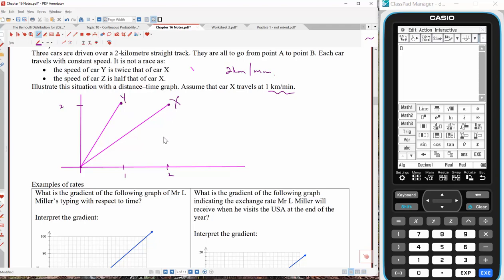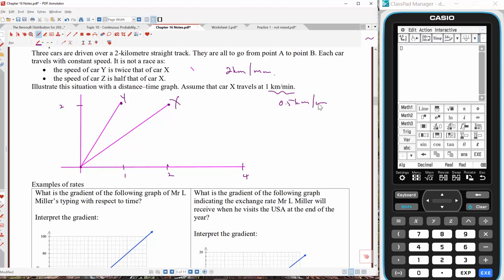This is car X. All right, and the speed of car Z is half that of car X, i.e. it does 0.5 kilometers per minute. Now what's going to happen with car Z is that it's going to travel 4 kilometers. There's 2, 4 will be somewhere there. It's going to travel 4 minutes rather, and do the 2 kilometers, because it does half a kilometer per minute.